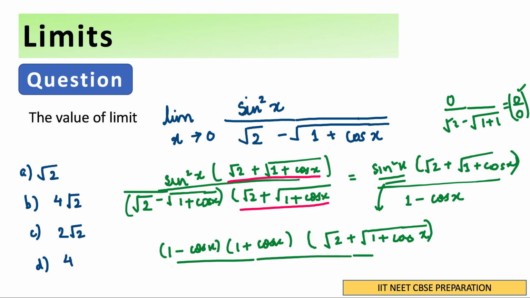In the denominator we have 1 minus cos x. So now what? We have 1 minus cos x in the numerator and 1 minus cos x in the denominator, so they will get cancelled. So our expression becomes 1 plus cos x into root 2 plus root 1 plus cos x, limit x tends to 0. Now just substitute x is equal to 0 in this expression. Let's see what we get.